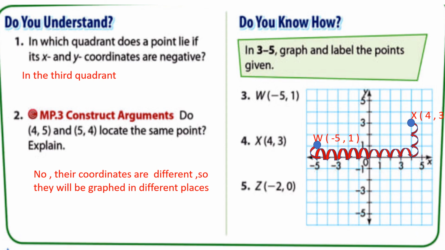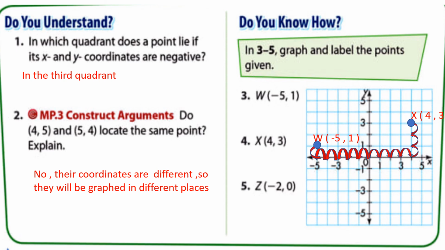What about point 5, which is Z, (-2, 0)? As I said to you before, guys, if the y coordinate is 0, of course the point will be located on the x-axis. If the x coordinate is 0, the point will be located on the y-axis. Because the y coordinate in this point is 0, of course the point will be located on the x-axis. So how to graph this point? Just start moving also from 0.